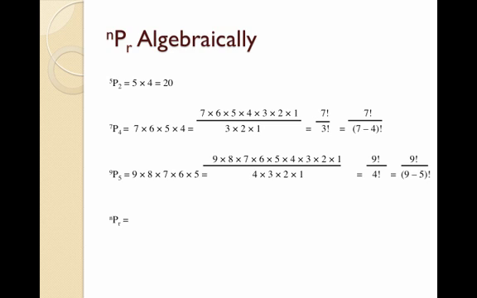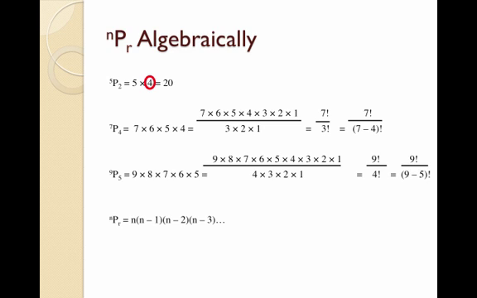Now, nPr means start at n, then multiply r times, going down 1 each time. So I start with n, and then I multiply by the next number down, which will be n minus 1. The next number down is n minus 2, and then n minus 3, and so on. And I can continue this on forever. But when should I stop?